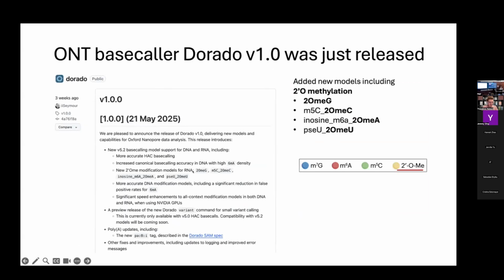A new version of the Dorado base caller was just released that has some new base calling models. And it allows for detection of a new RNA modification called 2' O methylation. This can occur on any base, and it's a really abundant and also highly conserved modification, especially on ribosomal RNA. So I was excited to use the latest version of the Dorado base caller to also include these modifications in my analysis. Highly abundant on ribosomal RNAs.